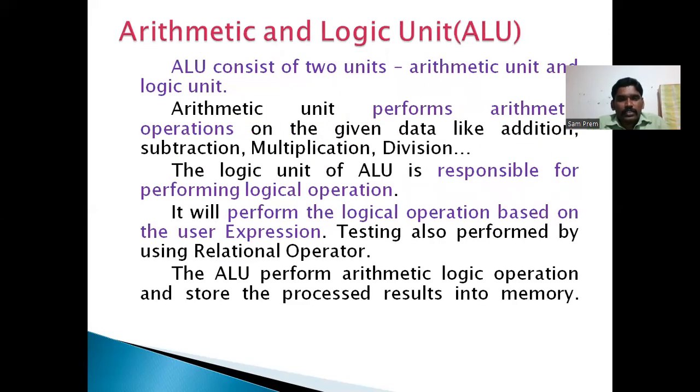First one, the arithmetic and logical unit. The CPU has a part called the ALU, which stands for arithmetic logical unit. It performs arithmetic operations and logical operations. Arithmetic operations are addition, subtraction, multiplication, and division. Logical operations are logical AND, OR, and NOT operations. These operations are also performed in the arithmetic logical unit, based on the user expressions.